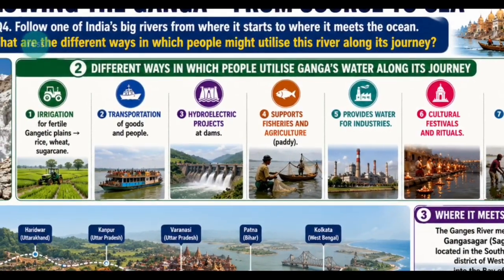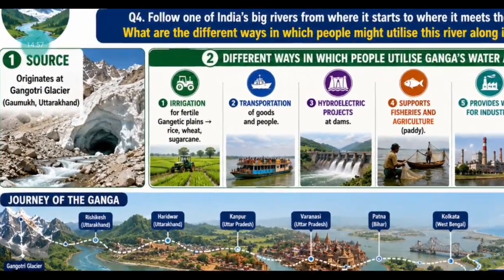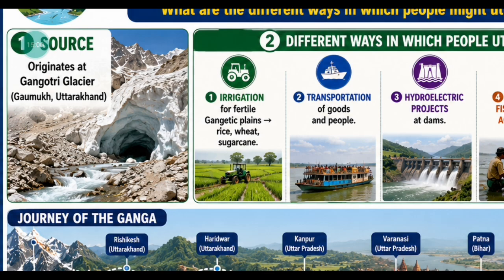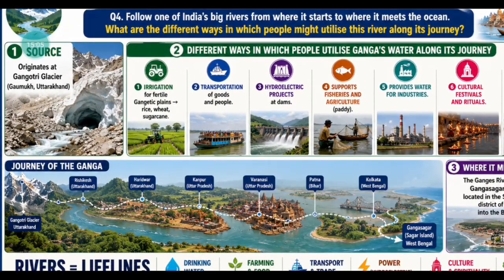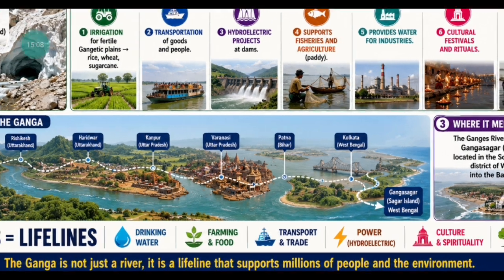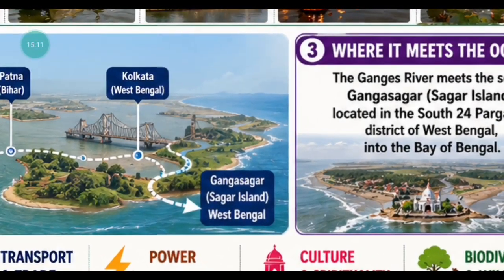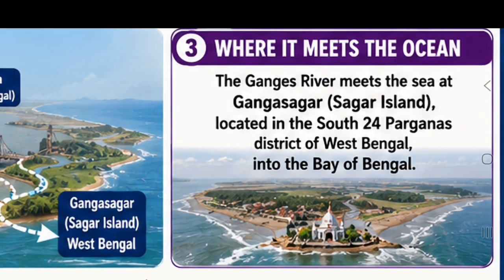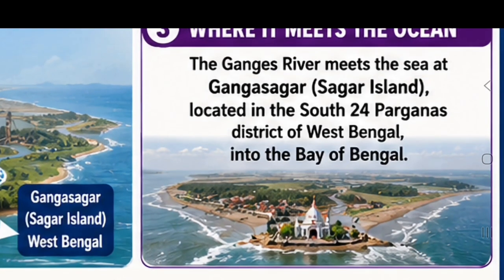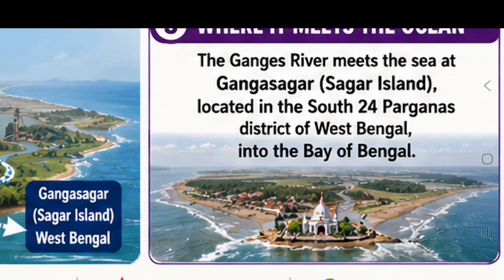So these are some points, children. We have done the origin: it originates from Gangotri Glacier, Gomukh, Uttarakhand, and we have studied how very useful it is. And here you see point number 3, where it meets the ocean. The Ganga river meets the sea at Ganga Sagar, right? Note it down. It is Ganga Sagar, Sagar Island, located in the South 24 Parganas district of West Bengal. And which water body does it join? It joins the Bay of Bengal, right children?